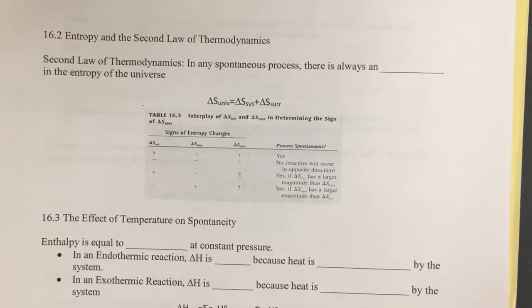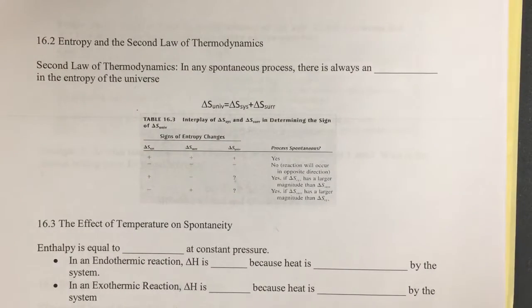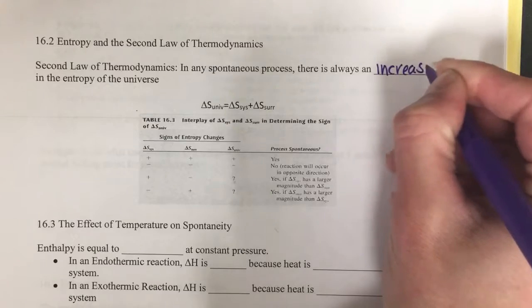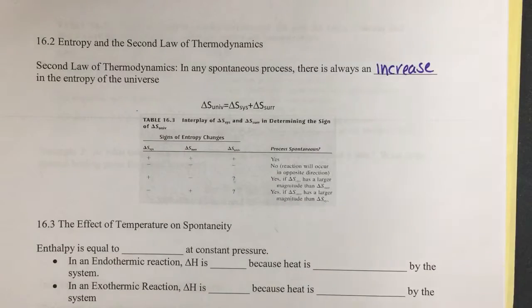In the last section, we started talking about entropy. Remember, entropy was a measurement of disorder or randomness. Now, the second law of thermodynamics says that for any process that's spontaneous, there is going to be an increase in entropy in the universe. Now, it's not necessarily an increase in entropy in our system, so be aware of this. But the overall entropy in the universe is going to increase, okay?